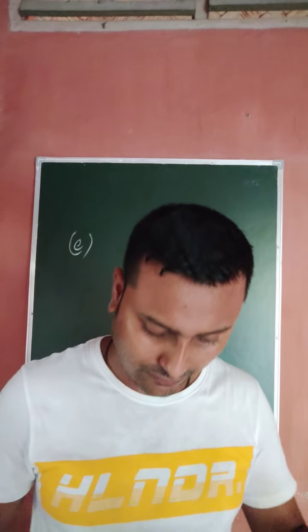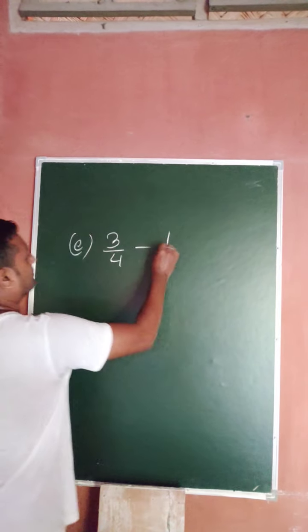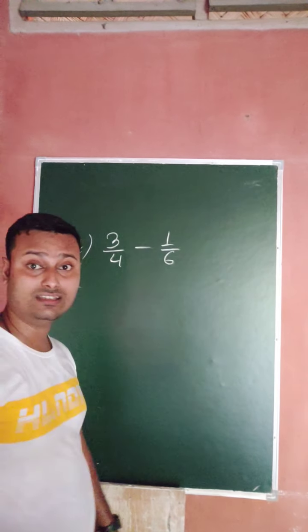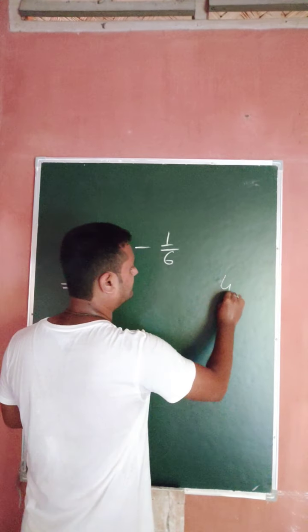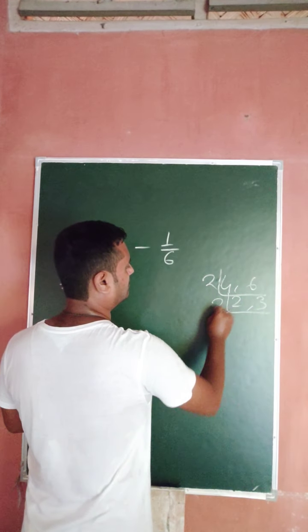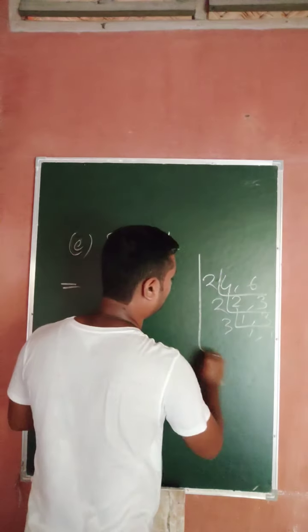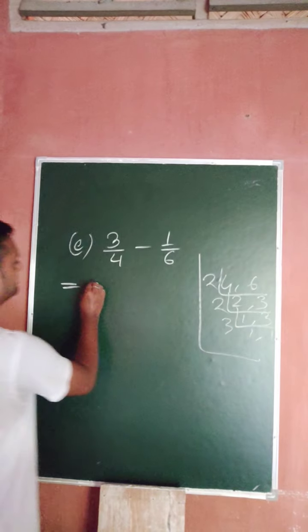So now question number C. 3 by 4 minus 1 by 6. In this case, you have to find the LCM, because 4 and 6 have the common factor 2 also, except 1. So dividing 4 and 6 by 2 becomes 2 and 3, then 3, 1, 2, 1. So the LCM is what? 2 into 2 is 4, 4 into 3 is 12. So 12 is the LCM of 4 and 6.